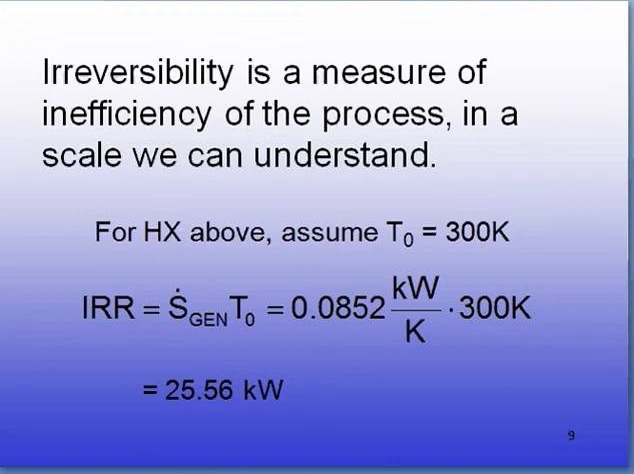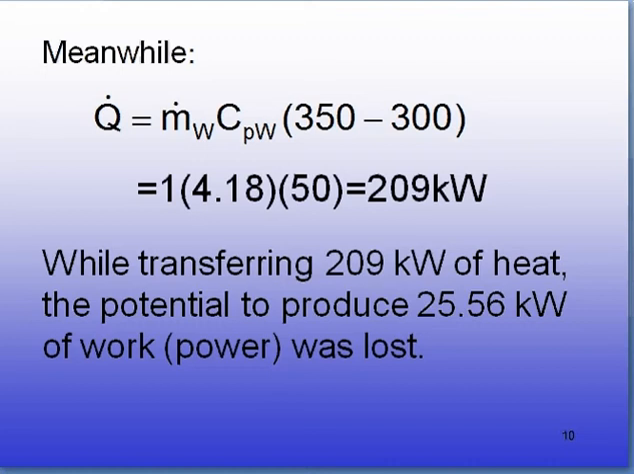So when we multiply it times T0, we get it into energy units, and here we have 25 kilowatts generated in that process as irreversibility or dissipation. Meanwhile, we transferred a total of 209 kilowatts of heat. So while we transferred that amount of heat, 25.56 kilowatts of the opportunity to produce power was lost. Sometimes it's called lost work.